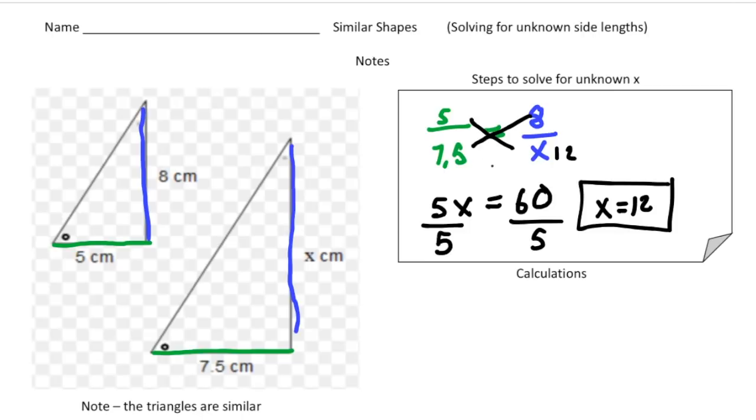So the way you solve for an unknown side length of similar shapes is you create a proportion and then you solve for the unknown. Why don't you pause the video and try a couple problems on the next page, and when you're done, hit play. You can see how you did. Good luck.